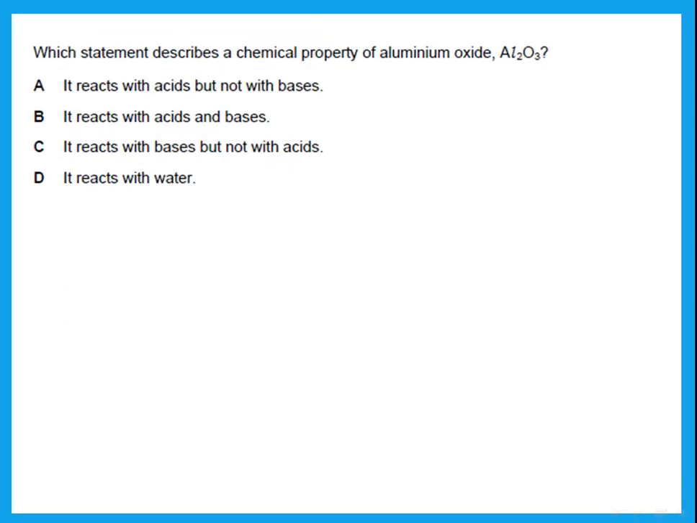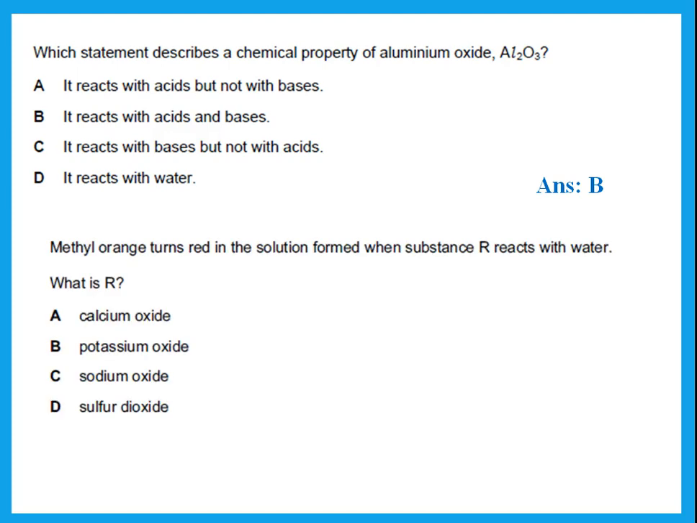Okay, which statement describes the chemical property of aluminium oxide? What is aluminium oxide again? Is it acidic, basic, neutral, or amphoteric? Aluminium oxide is amphoteric. You should remember, we said which ones are amphoteric? Oxides of aluminium, zinc, lead. What did we say about amphoteric? You should remember that amphoteric means it reacts with both acid and base.